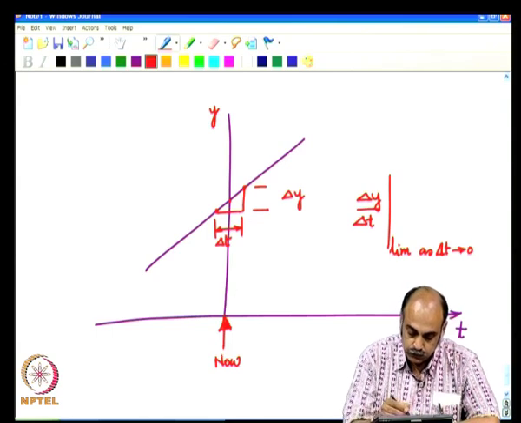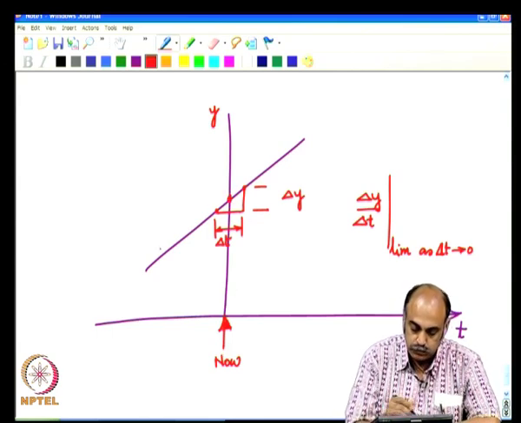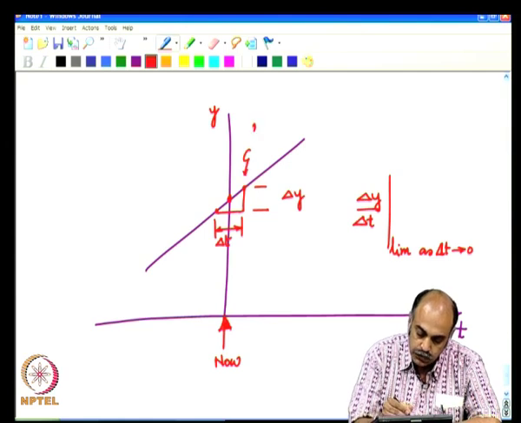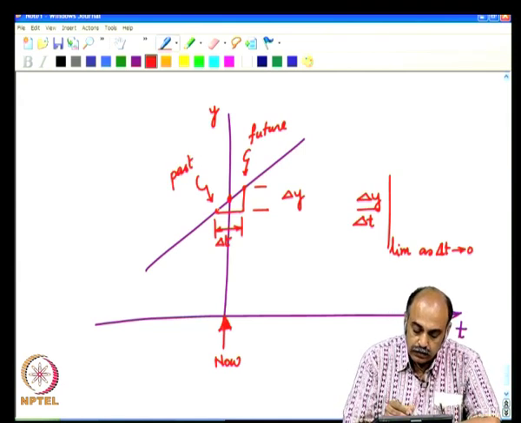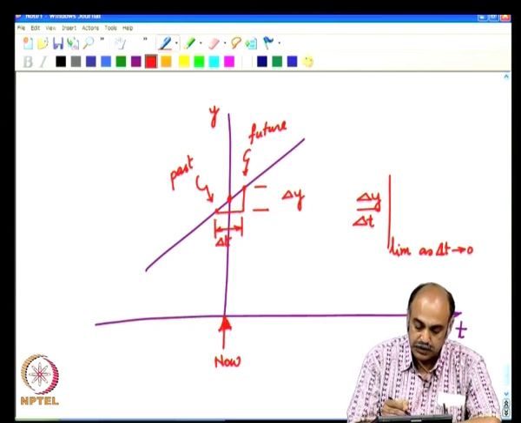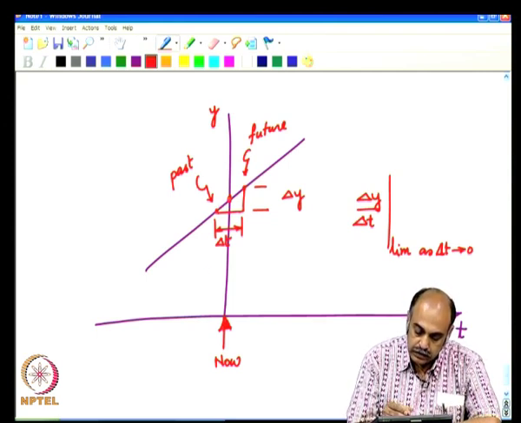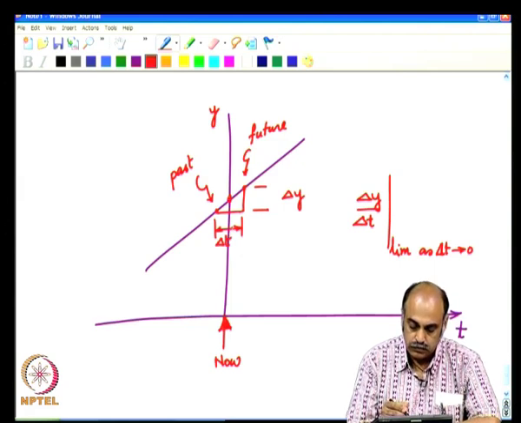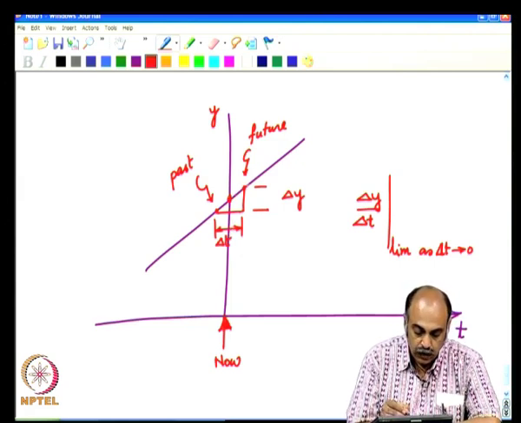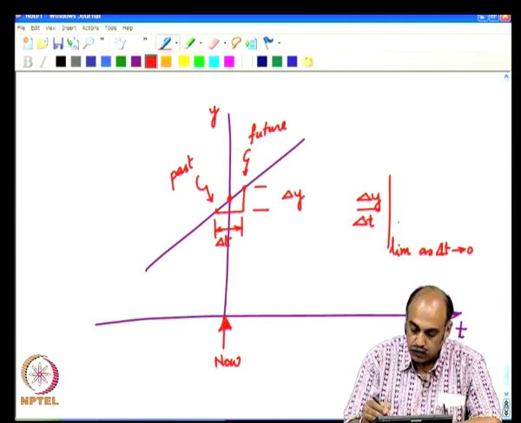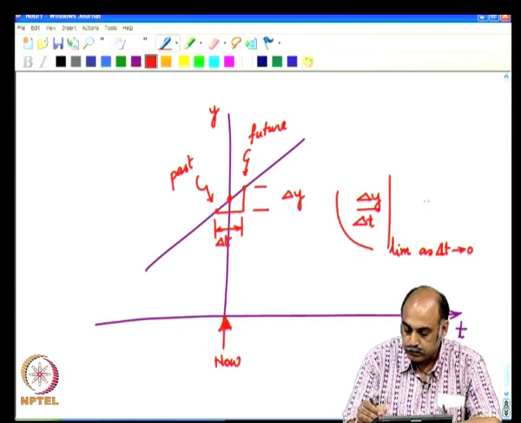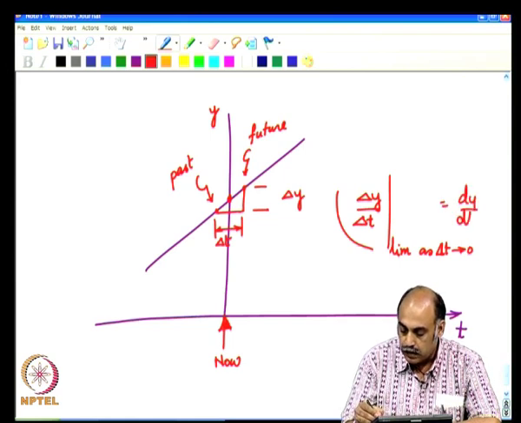Now, this is now, this point is the now point, and this point is the future point, and this point is the past point. So, you can always get the past point, you can measure it, you can get points up to the now. Beyond that future you cannot get, it is only a guess. So, you can never get any of the points after now. So, therefore, you can never truly get dy by dt.